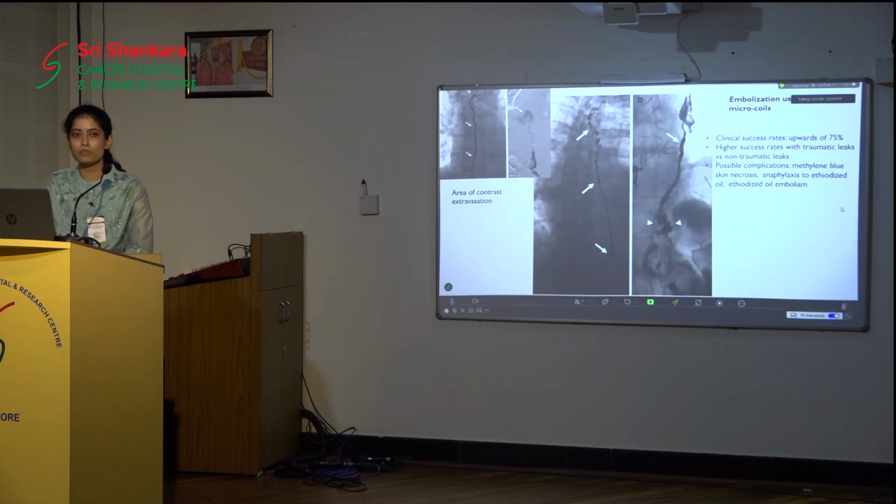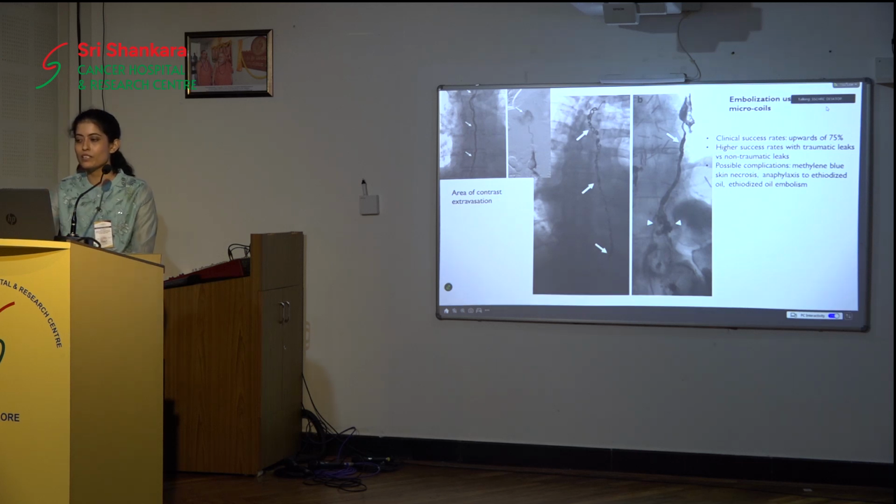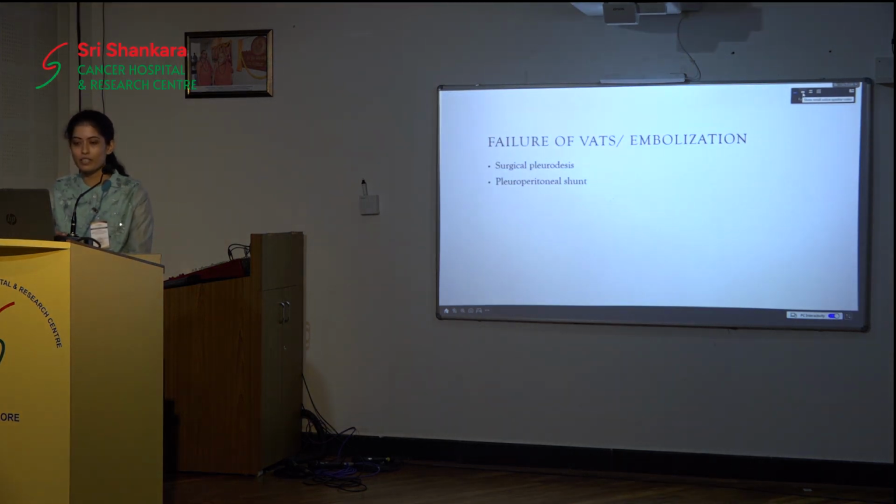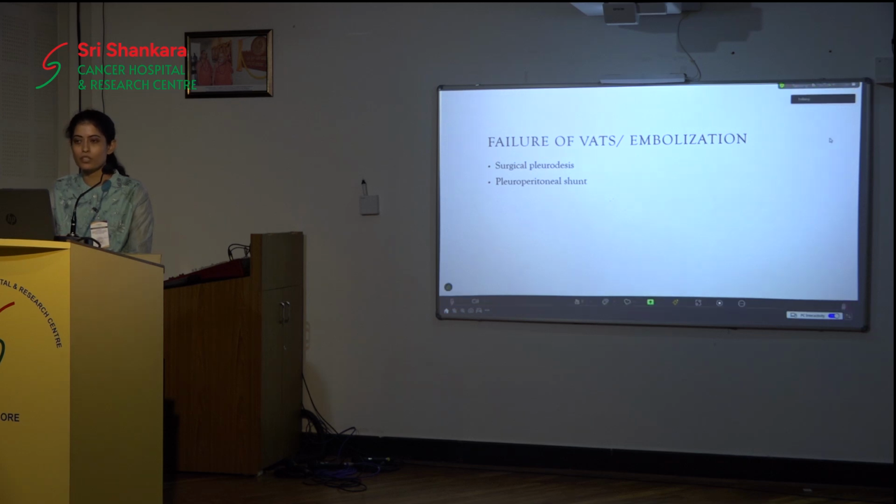In centers which deal with this kind of an intervention very frequently, they have reported a success rate upwards of 75%. In case even VATS and embolization fail, so these are last resort measures, one can consider surgical pleurodesis or a pleuroperitoneal shunt.